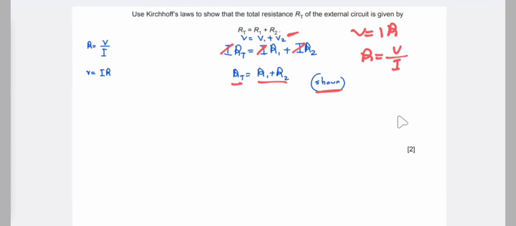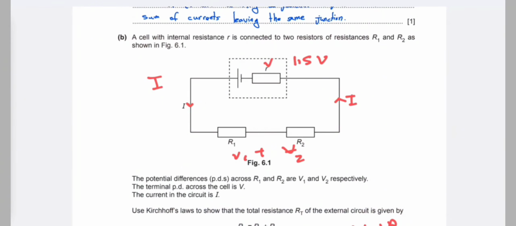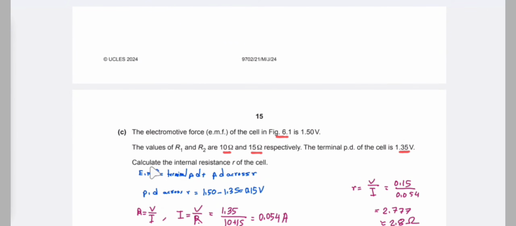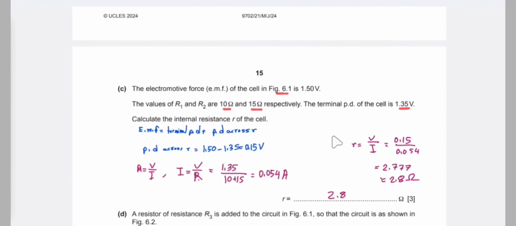And what is terminal potential difference? I have discussed that the terminal potential difference is the potential difference across the terminals of the cell. So this is the cell, and the terminal potential difference is given, that is 1.35 volt. So calculate the internal resistance of the cell. We know that the total EMF is equal to the terminal potential difference plus the potential difference across the internal resistance.